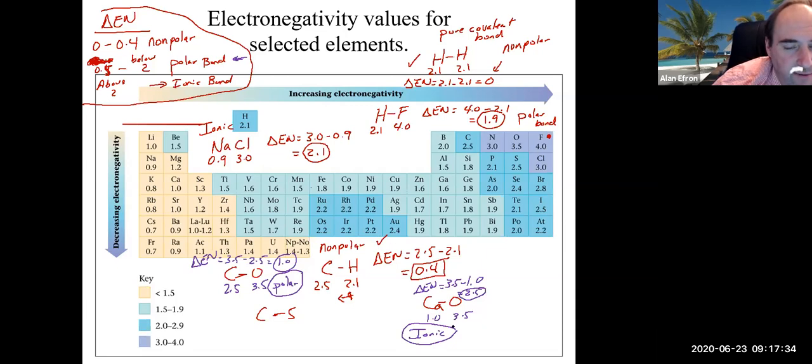Let's take a look at carbon and sulfur. Carbon is 2.5 and sulfur is 2.5. So the difference in electronegativity is 2.5 minus 2.5, which equals 0. That 0 means we're in a nonpolar bond in this case.